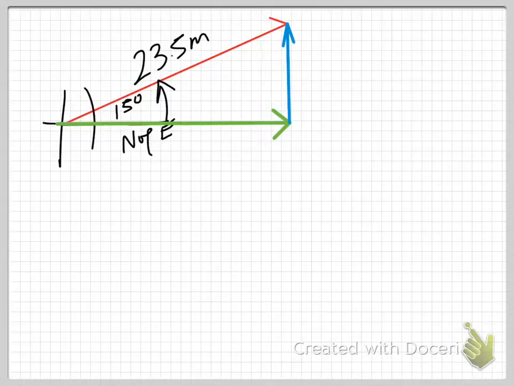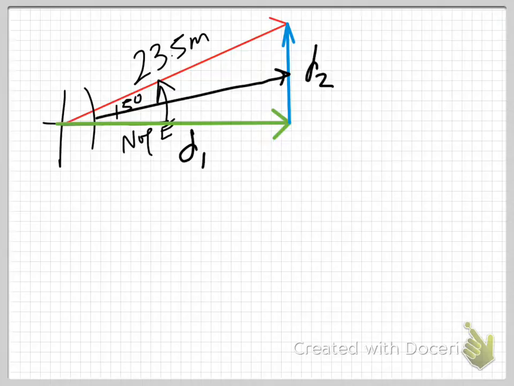Okay, so from this angle, which side is the opposite? Yeah, the y-axis. So if I had said earlier that this was D1 and this is D2, I'm going to make a note for myself that that's the opposite. The adjacent is my D1. So to find the first displacement and second displacement, which functions can I use?